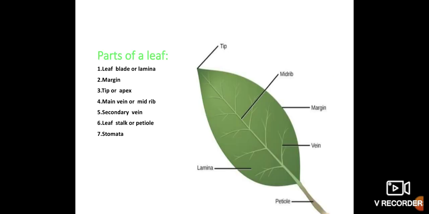Now let's start with the parts of a leaf. A leaf has 7 main parts, that is leaf blade or lamina, margin, tip or apex, main vein or midrib, secondary vein, leaf stalk or petiole, and stomata.